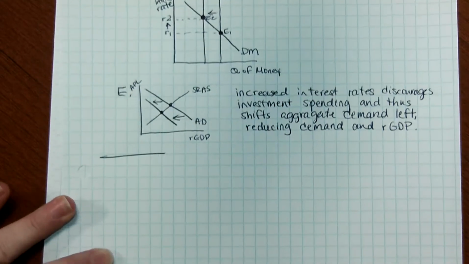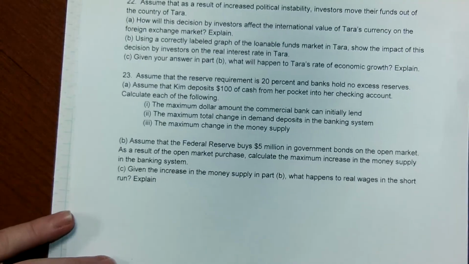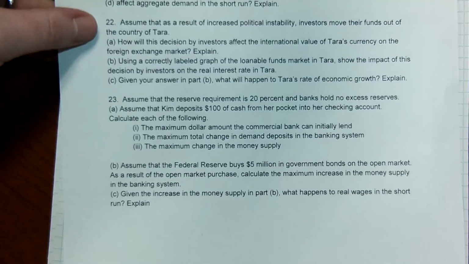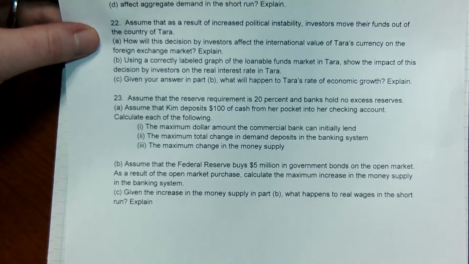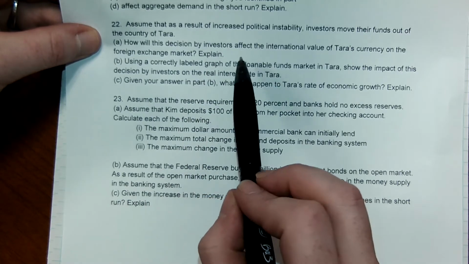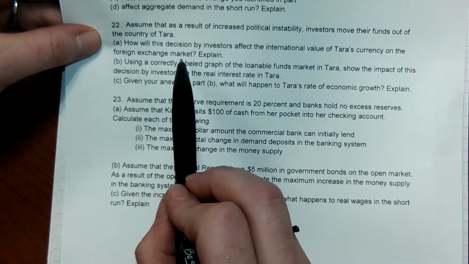All right, so I'm going to move on to the next one. Number 22. So I'll put this up here for a moment. Assume that as a result of increased political instability, investors move their funds out of the country of Terra. All right, so now we've got to see what might be going on here. We're going to go to A. How will this decision by investors affect the international value of Terra's currency on the foreign exchange market?